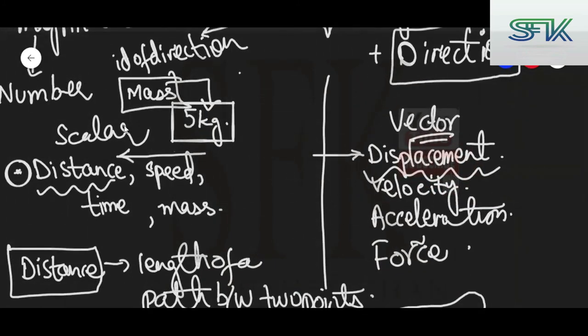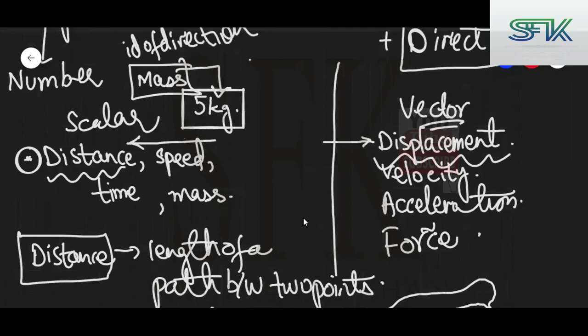Hope this gives you an idea of what scalars and vectors are. Scalars are independent of direction, whereas vectors are direction dependent. Okay, so now after we've talked about the scalars and vectors, basically the distance and displacement, we'll talk about the difference between speed and velocity in the upcoming lecture.